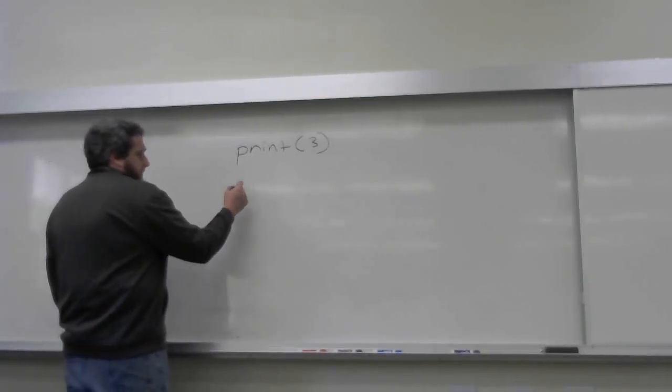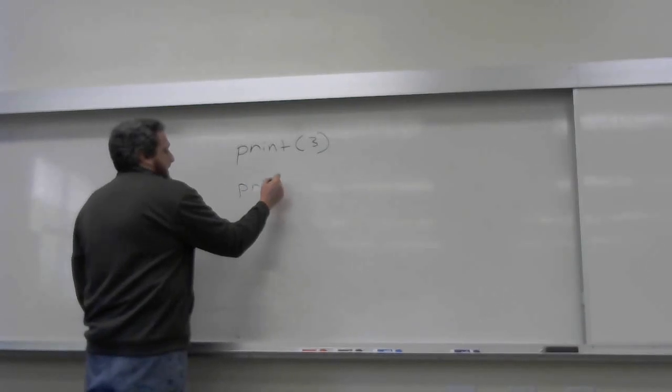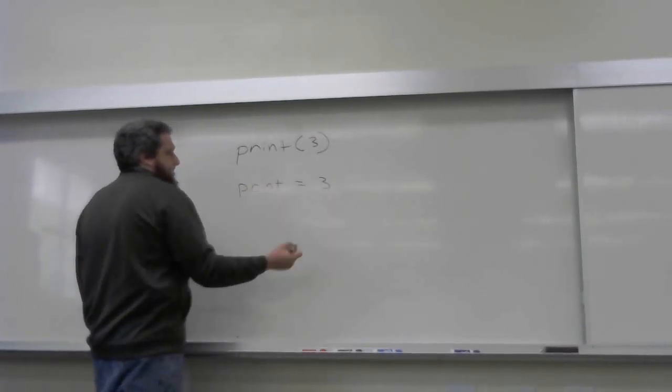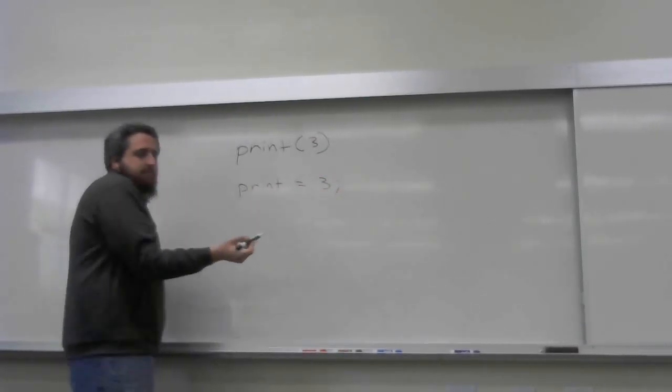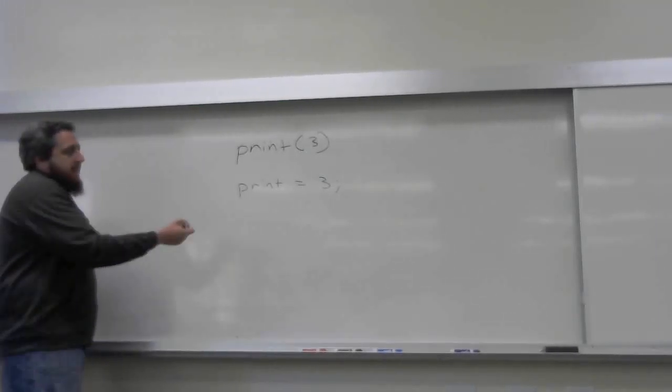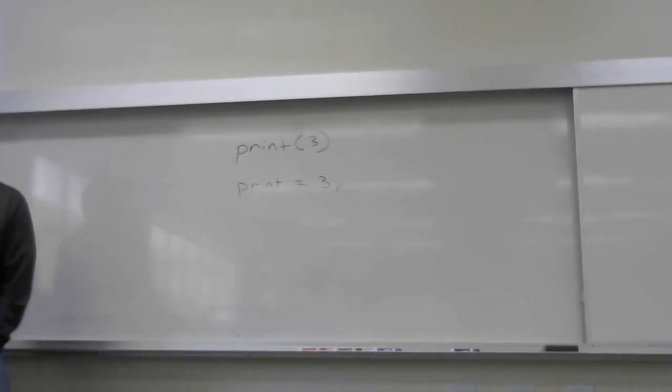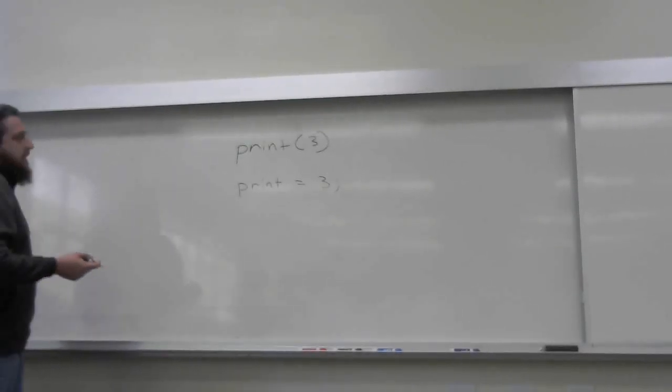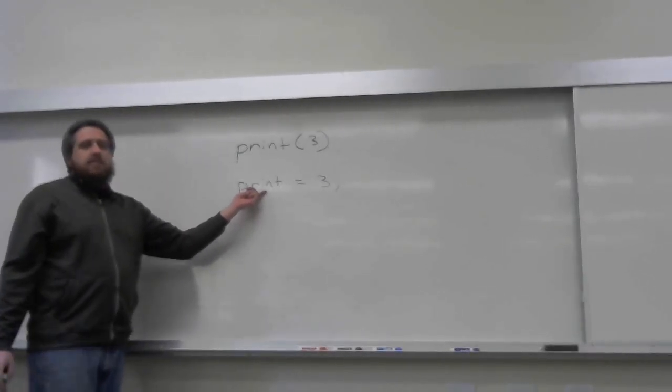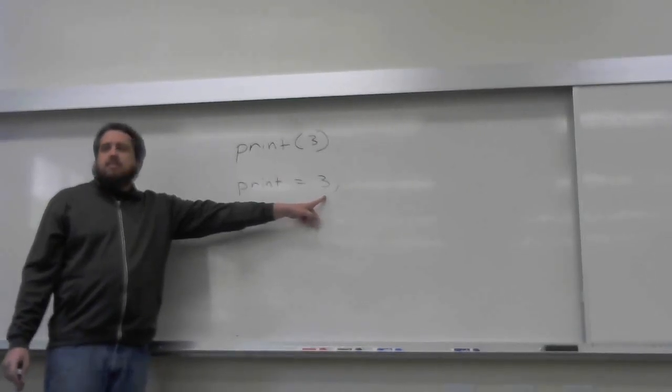However, in Lua, there's really no reason why you can't say print equals 3. And you can put semicolons if you want. You don't have to. But I can say print equals 3. Print is not a reserved keyword. It's not special in any way. It's just a variable. In this case here, it's the variable that has a value. The value that it has is 3.